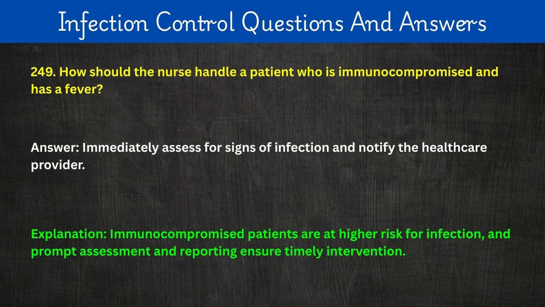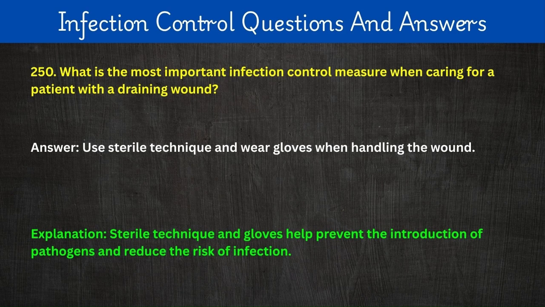Answer: immediately assess for signs of infection and notify the healthcare provider. Explanation: immunocompromised patients are at higher risk for infection, and prompt assessment and reporting ensure timely intervention. 250. What is the most important infection control measure when caring for a patient with a draining wound?